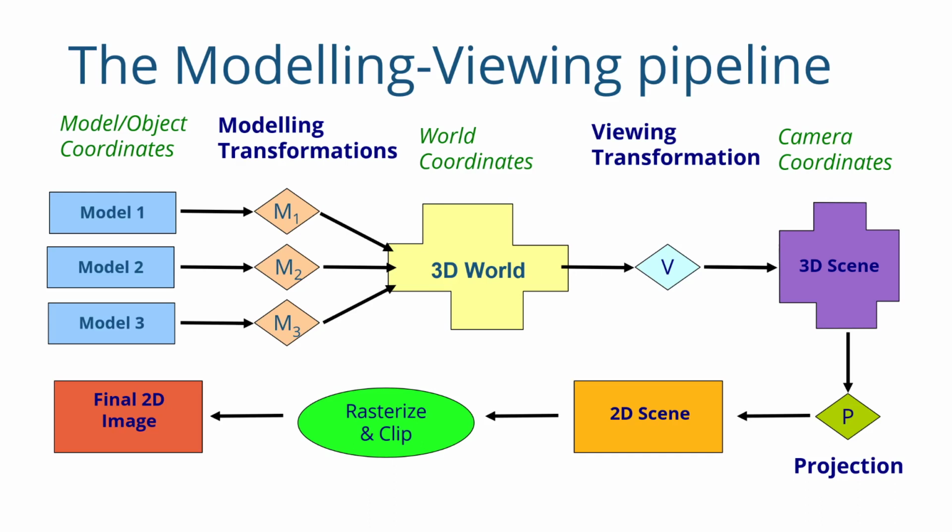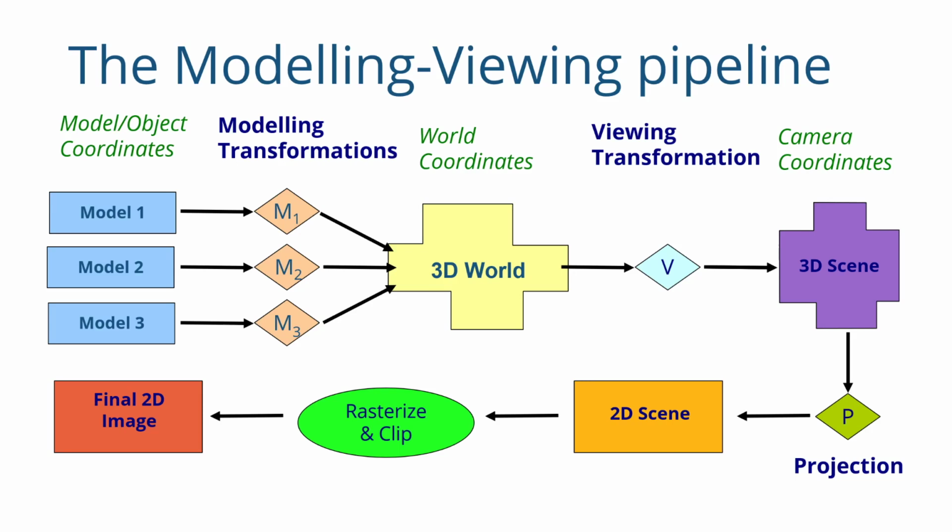Now, after the 3D scene, we apply what is known as a projection transformation, and using the projection transformation, we drop from 3D to 2D. Once we have the 2D scene, we are ready to pass the 2D scene to the rasterizer. So this is the portion of the pipeline that we have seen actually so far. We have seen how to rasterize, and we have seen how to clip in 2D. So the 2D scene is passed to the rasterizer, and then clipping is performed, and that gives you the final 2D image that you draw to the screen.